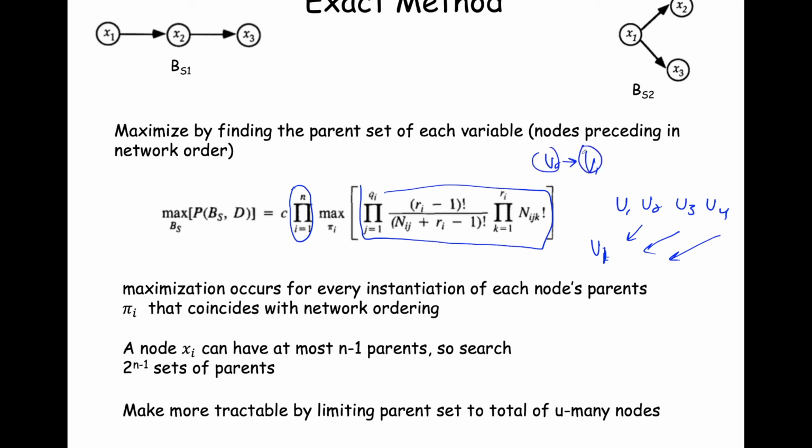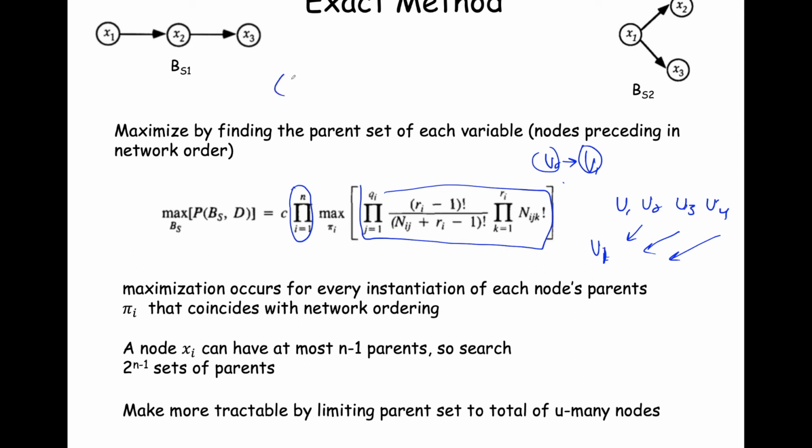Then we said, okay, now if we know V2 is in the parent set, let's try V3 with V2, and then let's try V4 with V2, and one of them is going to maximize. And we keep doing that, adding more parents each step along the way to try to maximize this expression. And so this maximization is going to occur for every instantiation for each node's parents by growing this parent set. And this maximization has to coincide with network ordering.